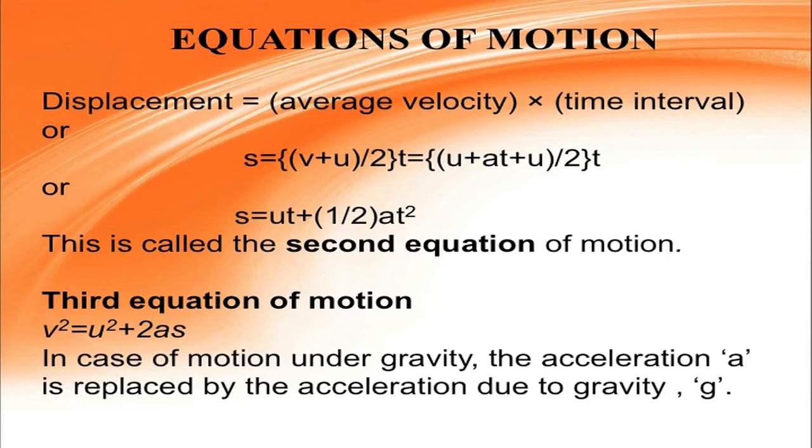We can also obtain the third equation of motion using the above two equations by eliminating the time between them, and we will get v square is equal to u square plus 2 a s. In case of motion under gravity, the acceleration a is replaced by acceleration due to gravity, small g. Now, we discuss uniform circular motion.